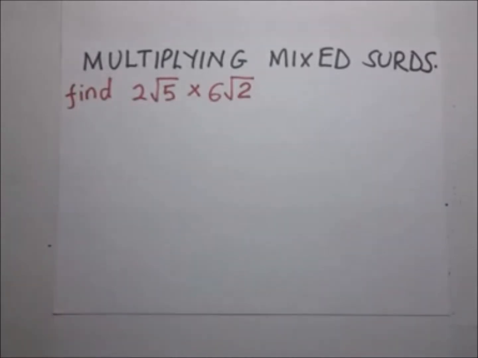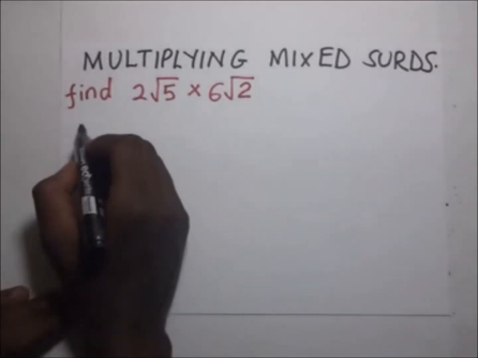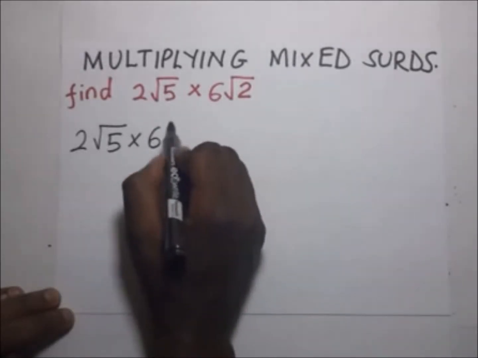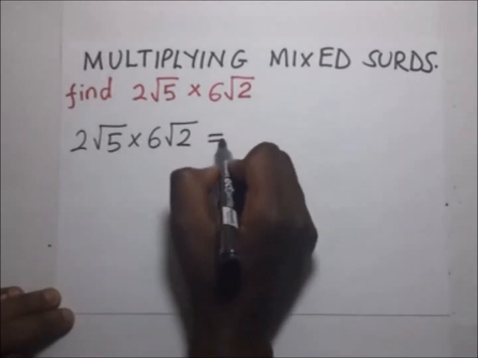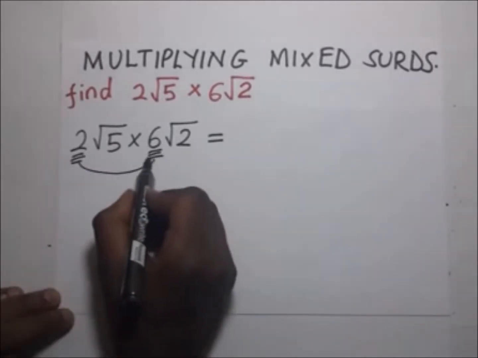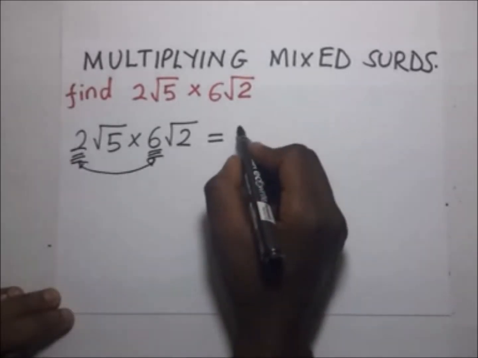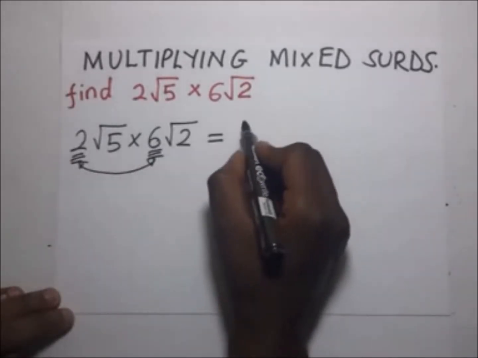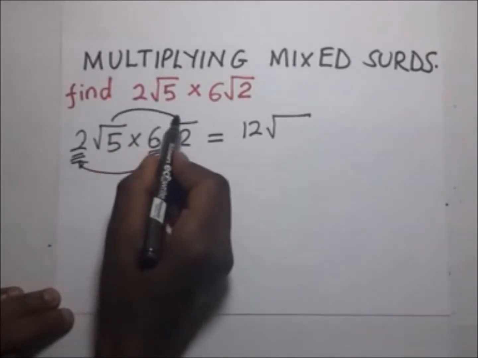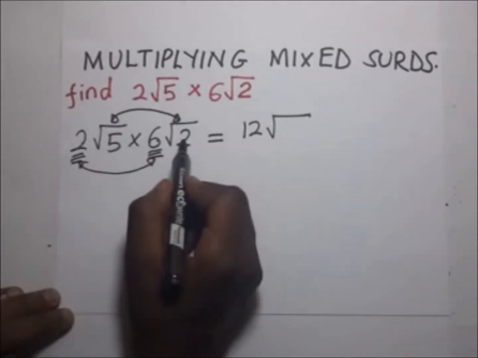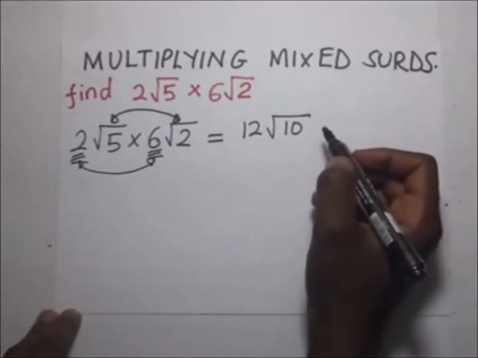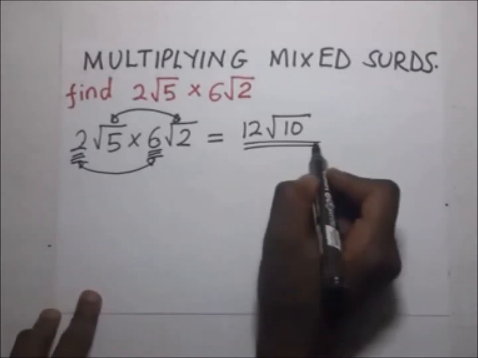So when you're multiplying mixed surds, for example, 2 times the square root of 5, multiplied by 6 times the square root of 2, is going to be equal to, we shall multiply the rational numbers together. So that's going to be 2 times 6, which is 12, times the square root of, then we multiply these together as well. That is 5 times 2, which is 10. So under the square root of 10. As simple as that. So this becomes our answer, 12 root 10.